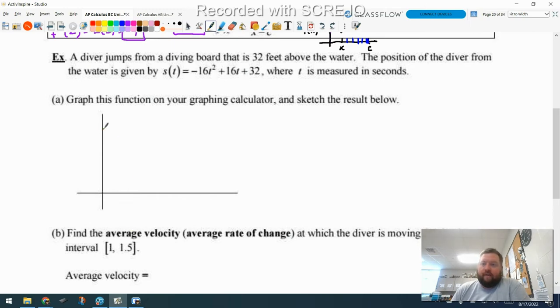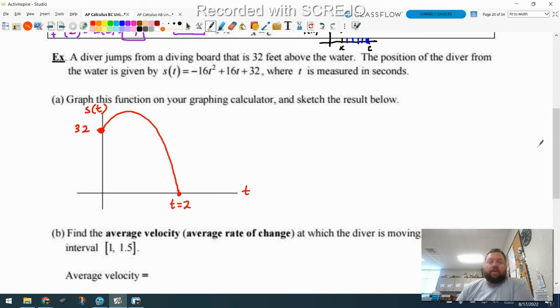All right. I'm just going to graph it for you here. 32 is our y-intercept, because that's where we start from. Also, you can see the y-intercept right here in the function. And then it's an upside down parabola because it's concave down with the negative in front. And so it goes up a little bit from there and then it comes down. It's going to hit right here, and this is at t equals 2. This is our t and this is our s of t, if we label our axes there.